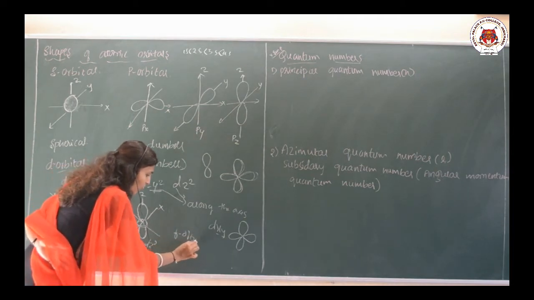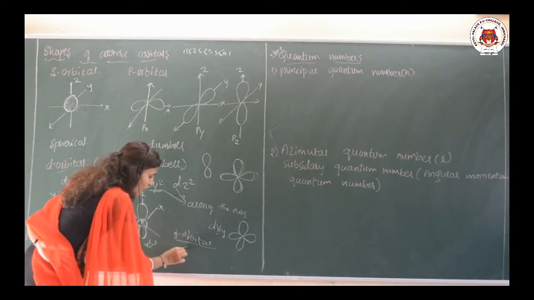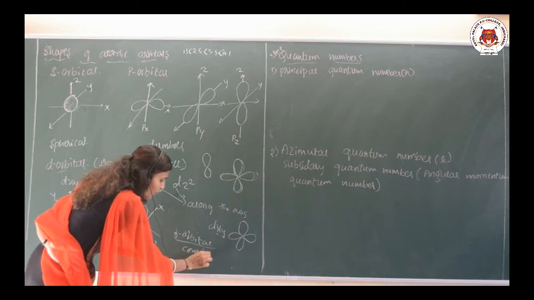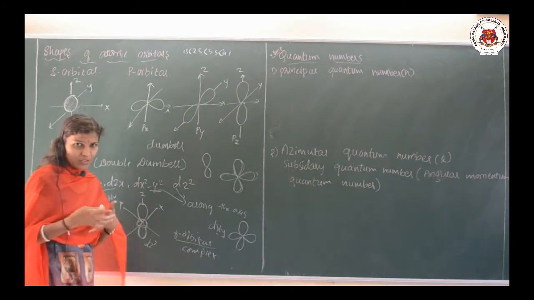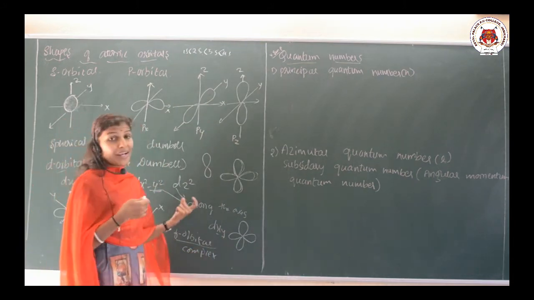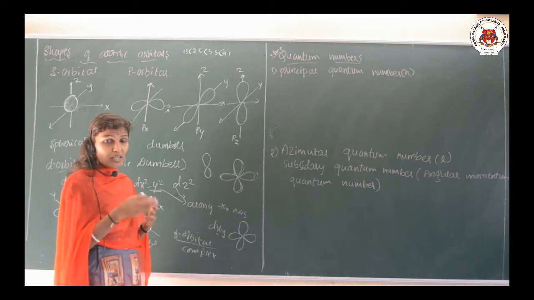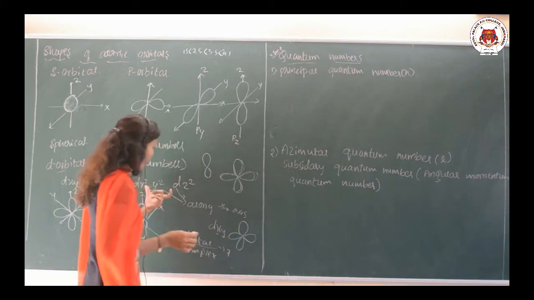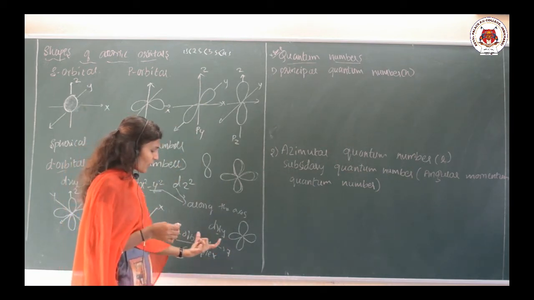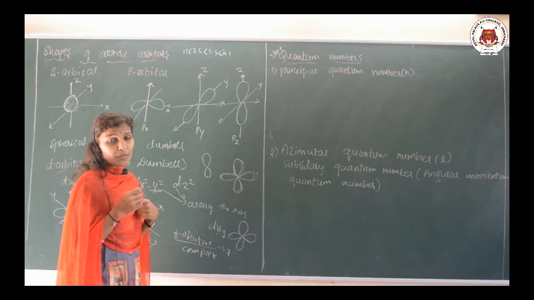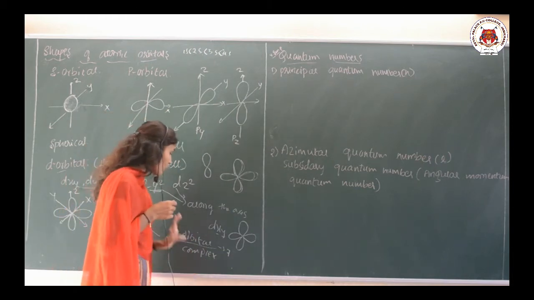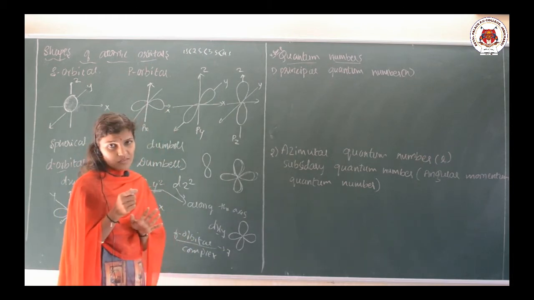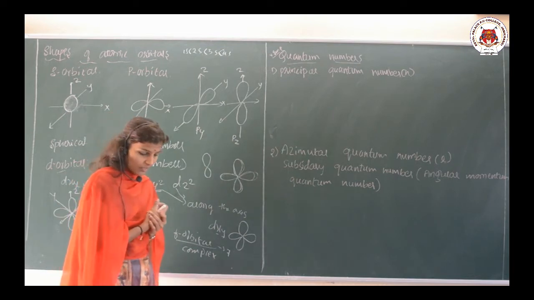The shape of the F orbital is said to be complex. It means it is highly complex, and it consists of 7 further subdivisions, like D is having 5. Similarly, F orbital is having 7 sublevels, and the shape of that F orbital is complex. I hope it is clear.